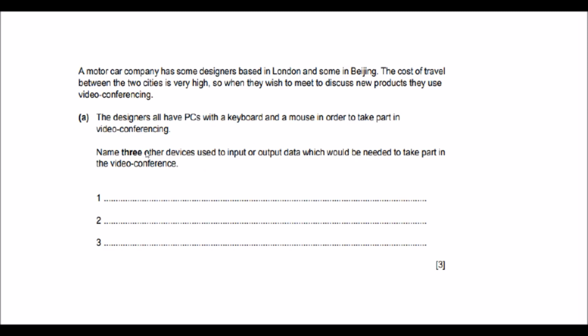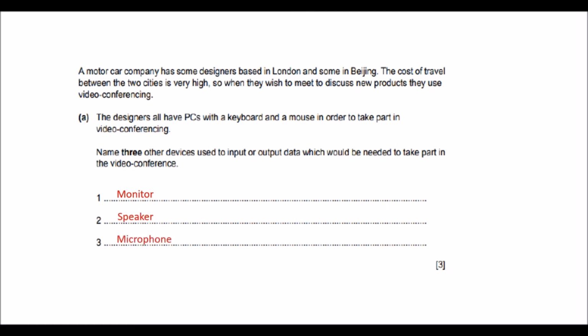Now, this one says name 3 other devices used to input or output data which will be needed to take part in the video conference. They are talking about video conference now. They said that they've already used keyboard and mouse. Don't mention keyboard and mouse again. What other 3 devices they can use for video conferences? Of course, under input or output, they will use monitor for sure, then speaker as well as the microphone.